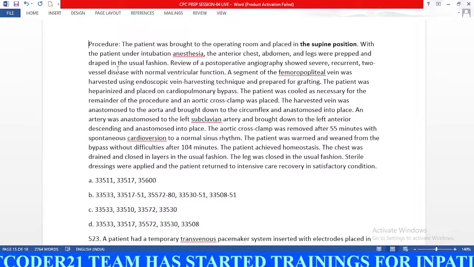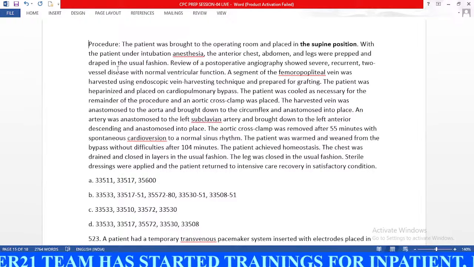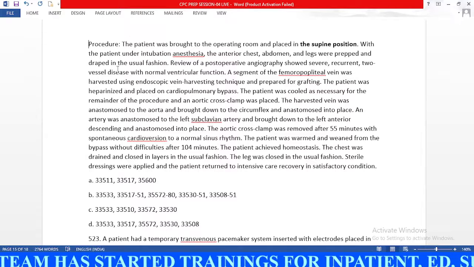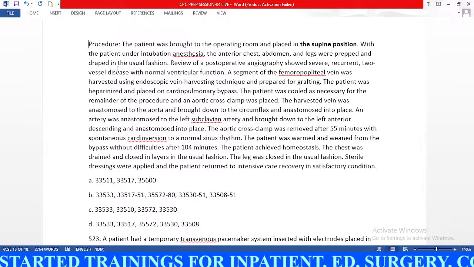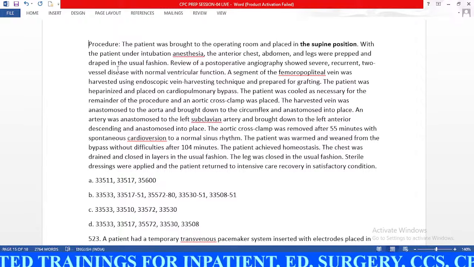Good, Ramakrishna, good attempt. Srinath also, good attempt. So we will discuss this one.